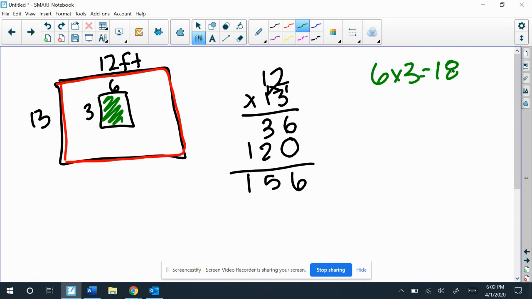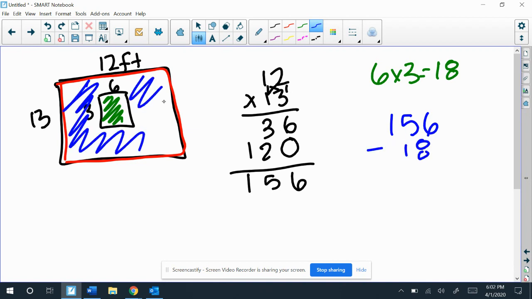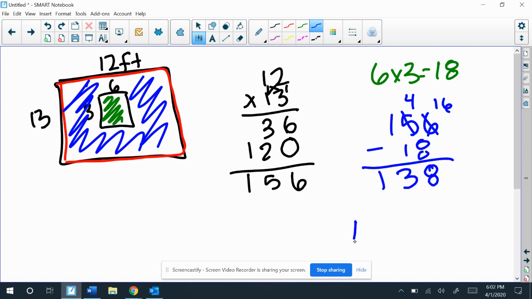That gives me 18. I'm going to subtract the 18 so I can get this outside edge. I need to regroup. This gives me 8, 3, and 1. My outside edge is 138 feet squared.